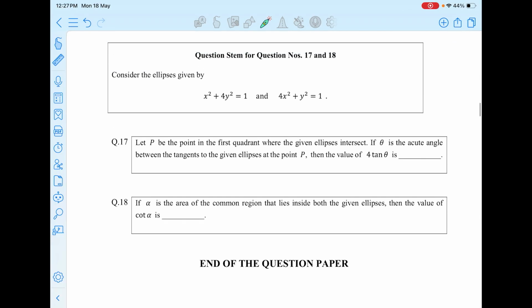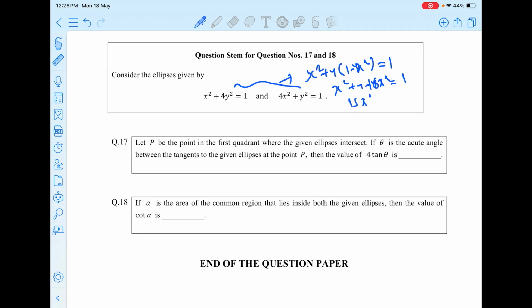Then question 17 and 18. Consider the ellipse. P is the point in the first quadrant where two ellipses intersect. So first you have to find the point of intersection. In place of y square, what can you replace? x square plus 4 minus 4x square is equal to 1. Sorry, 1 minus 4x squared. So minus 16x squared, so that will be 15x square is equal to 3.